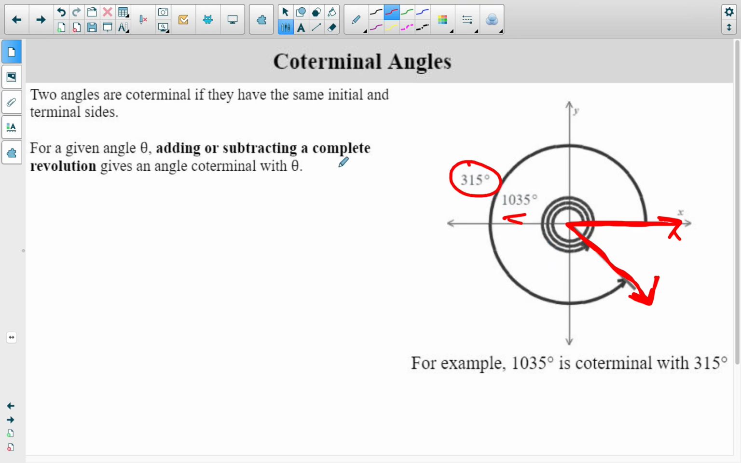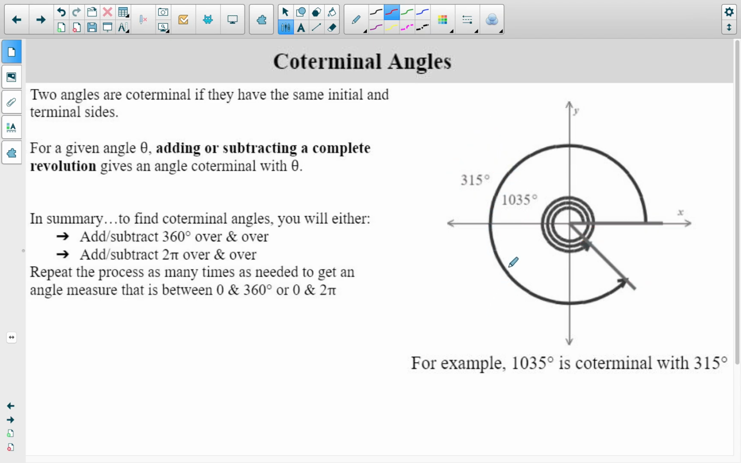It's actually going to be more straightforward if we work with an angle that's in between 0 and 360. In summary, to find coterminal angles, you will either add or subtract 360 over and over if you're given degrees, or you will add and subtract 2 pi over and over. Repeat the process as many times as needed to get an angle measure that is between 0 and 360 degrees, or 0 and 2 pi.